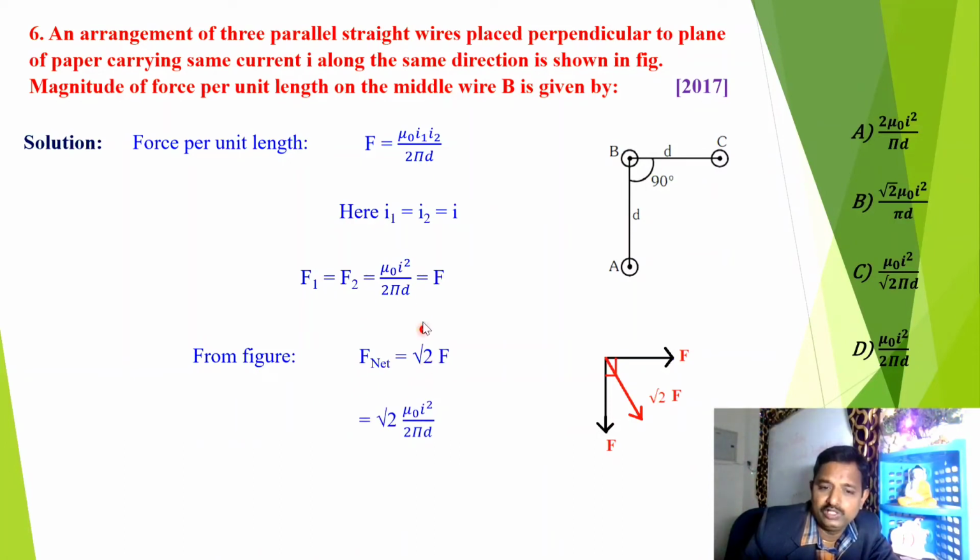So root 2 into F, already we know F means mu naught I square by 2 pi d. So I substituted that. Here root 2 cancels to root 2 times. So I got mu naught I square by root 2 pi d. So if you observe the options, here option C is the answer. Okay. Next we will go for another problem.